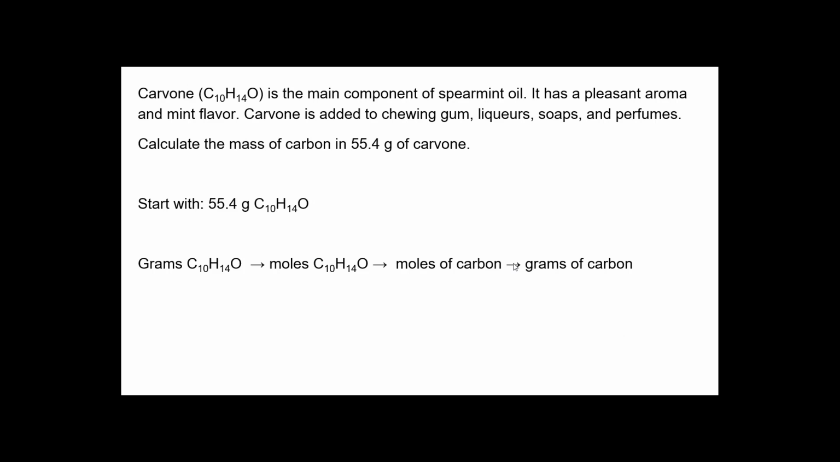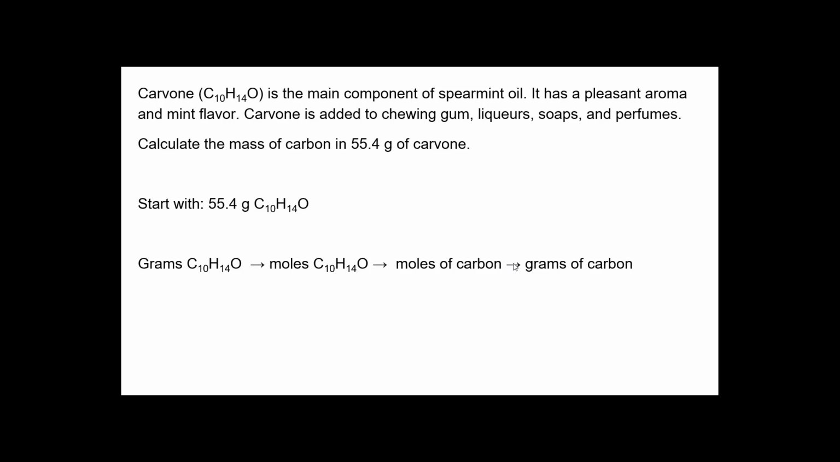Okay, so we have a compound that's made of 10 carbons, 14 hydrogens, and 1 oxygen. It is the main component in spearmint oil. It has a pleasant aroma and mint flavor. It's added to chewing gum, liqueurs, soup, soaps, and perfumes. We want to calculate the mass of carbon in this sample of 55.4 grams. So we start with 55.4 grams.